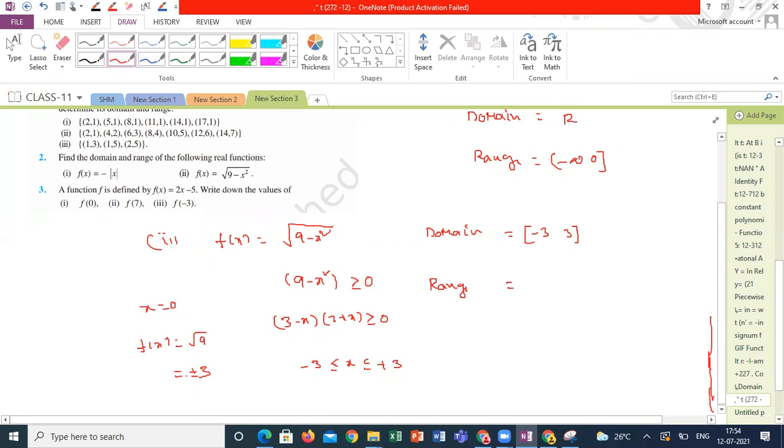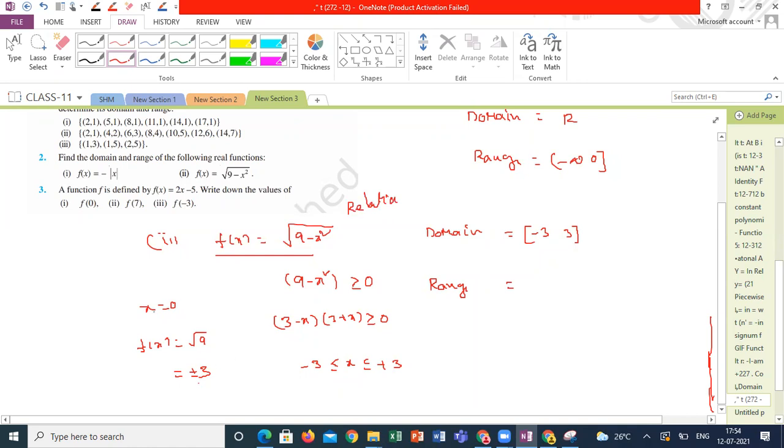Guys, again I'm asking. Sir, it will be only plus 3, sir. Why? Sir, only when we square can we say plus or minus, but here it's a square root. We don't keep plus or minus 3. This function is a relation. This function is not a function.